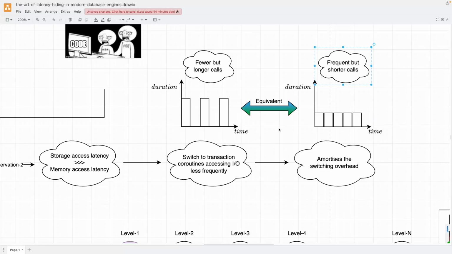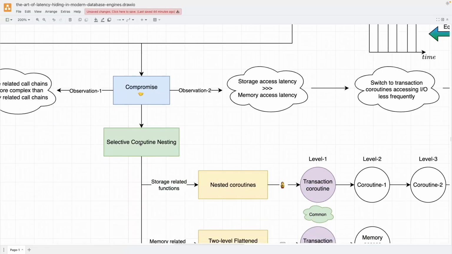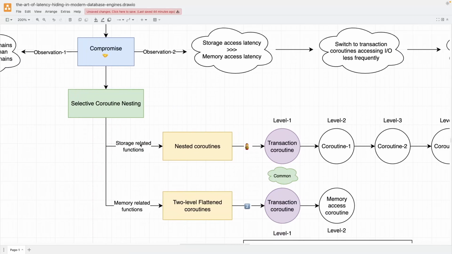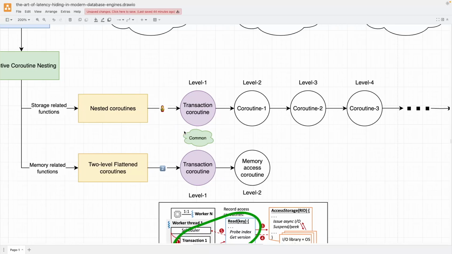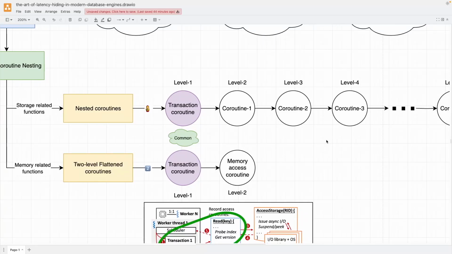So these are the two observations that the authors made, and they come up with this design of selective coroutine nesting, which means certain coroutines you nest, certain coroutines you don't. You keep it flat. And this is just a visualization of it. Very intuitive: for coroutines which are accessing storage, keep them nested, right? Because anyway, we are not going to access them often. That's why we amortize the cost, and we keep them nice to maintain and readable.